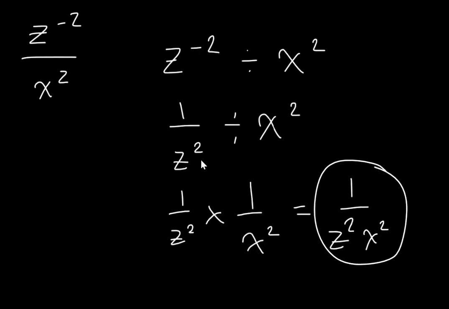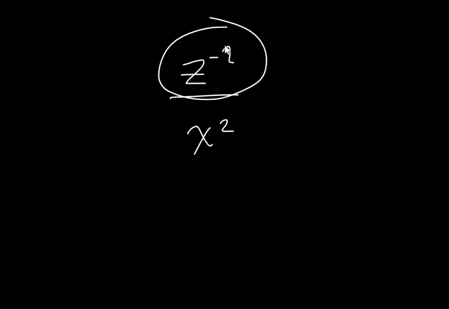So I think either you moved the bottom to the top instead of the top to the bottom, or, no, I think you flipped the entire thing. You only need to flip the term that has a negative exponent. So z to the negative 2 divided by x to the second. You only need to move this one. This one can stay where it is because the exponent is positive 2, and it can stay as is.